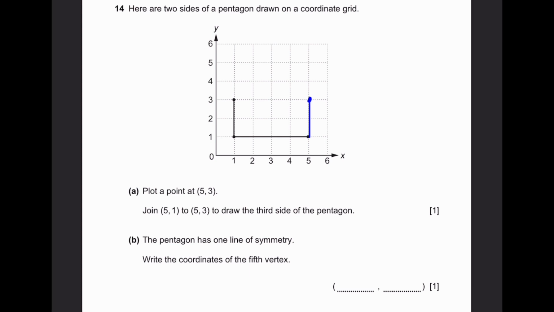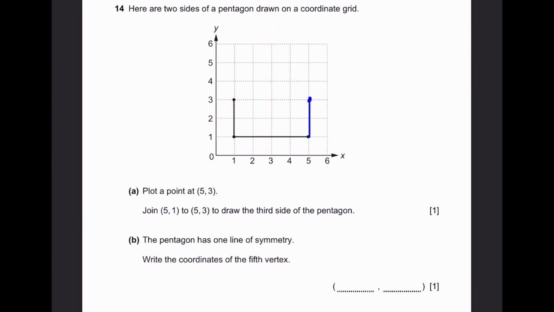Now B, the pentagon has one line of symmetry. Find the coordinates of the fifth vertex. So let's assume the line of symmetry is straight down the middle. That means these 2 points must meet at one point on the middle. And actually it can be any point. Because if you place a point here, these two will be equal. Place the point here, these two will be equal. Place the point here, these two will be equal. There will always be a line of symmetry here.